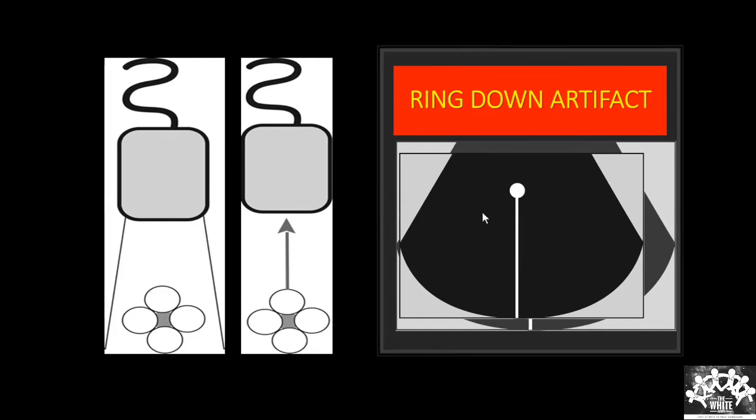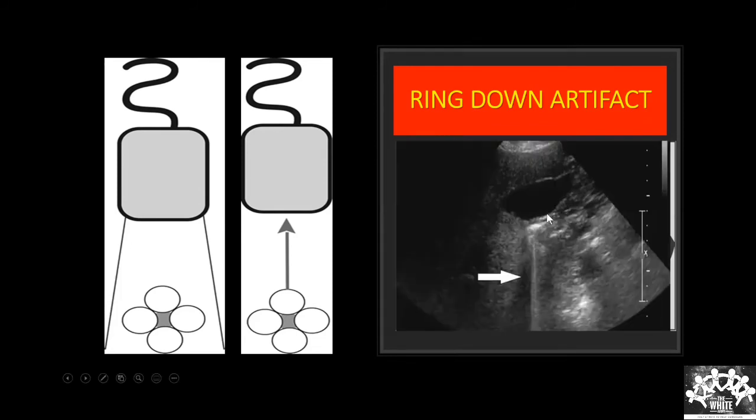Where did you see ring down artifact? Which structure was giving us ring down artifact in the abdomen? Good. Bubble, good. Everyone's answering really well.